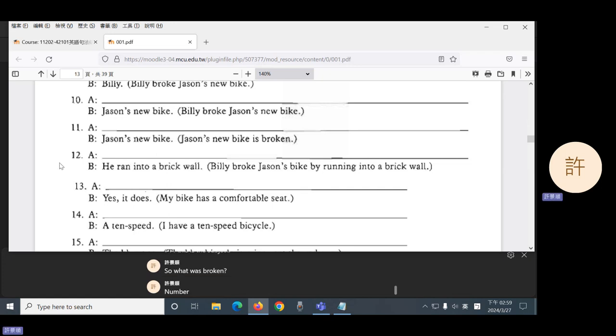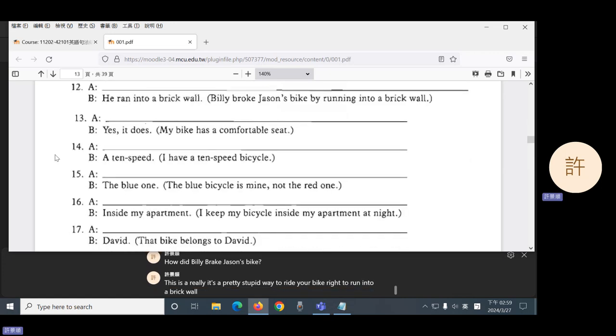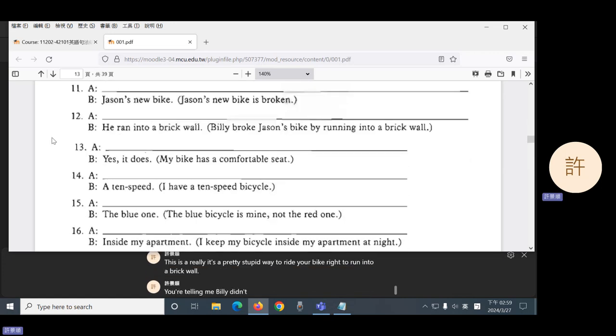Number 12, by doing this, again, this is a way, it is a method. So how did Billy break Jason's bike? This is a pretty stupid way to ride your bike, right? To run into a brick wall. You're telling me Billy didn't see a brick wall in front of him?